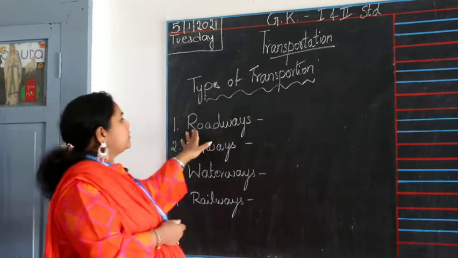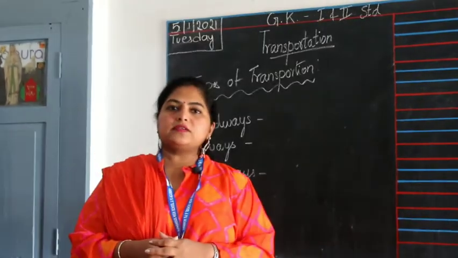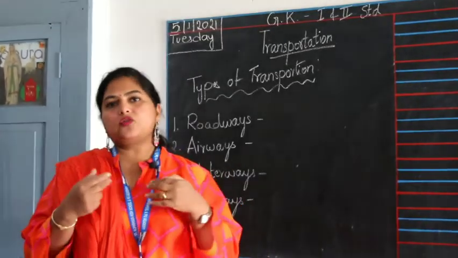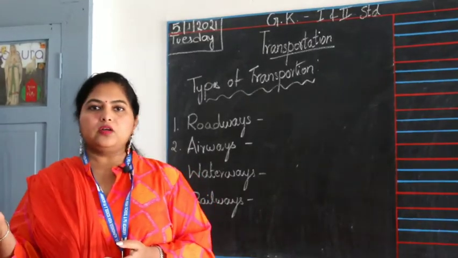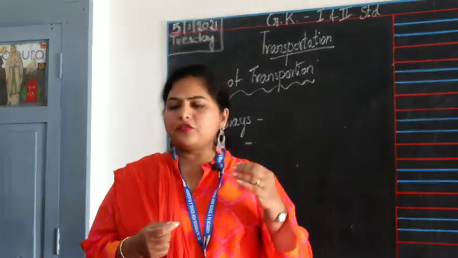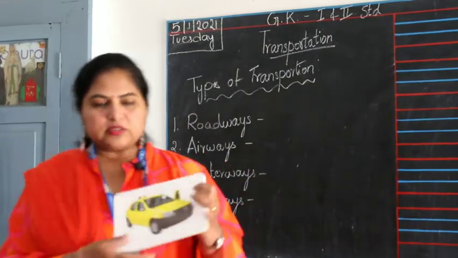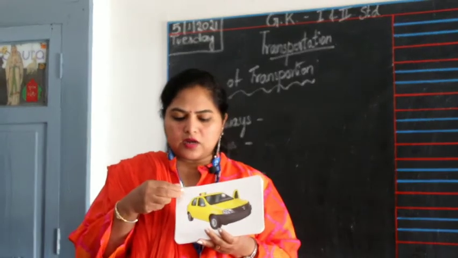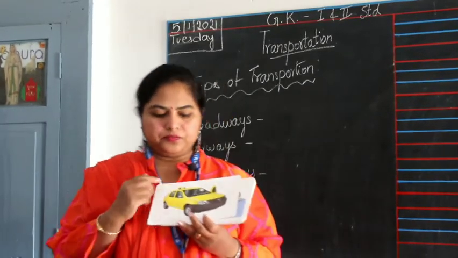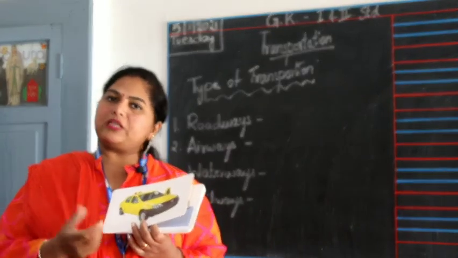So first is the roadways. Now what is roadways? Roadways is vehicles which carry us or goods from one place to another on the road. For instance, I have a few vehicles which go on the road. This is a car. A car is also called a four-wheeler because it has four wheels. A car takes you from one place to another.